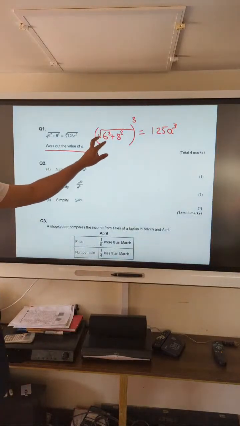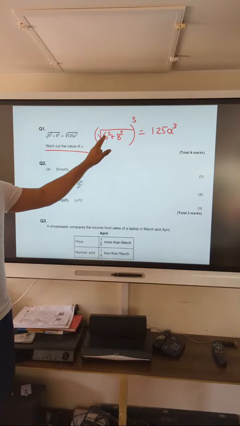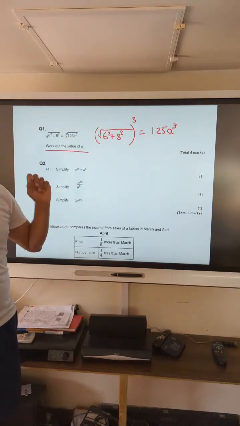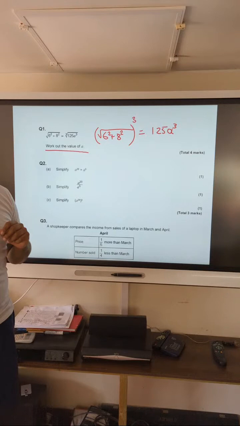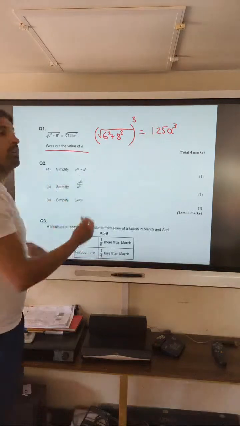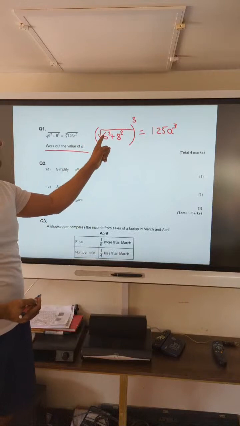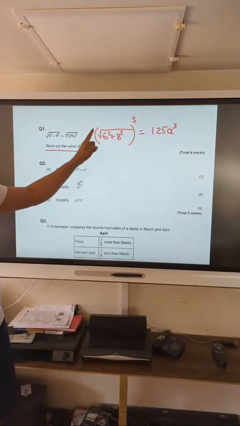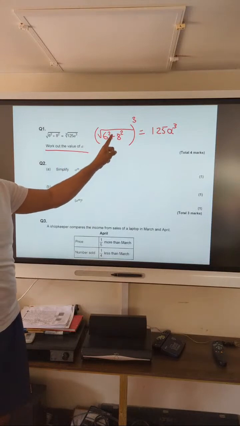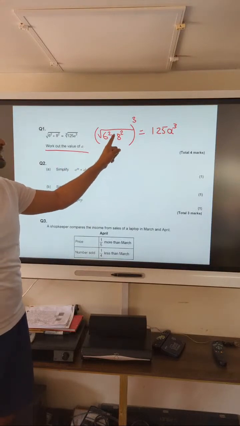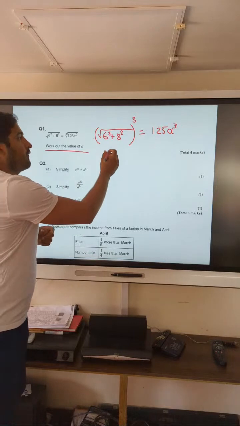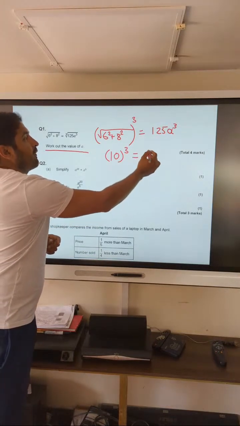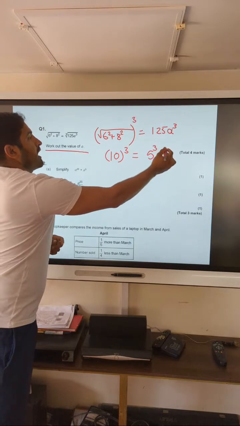Now I can work out 6 squared plus 8 squared, and then square root that, and I possibly get a number for that. 125 is also a cube number. Remember paper 3 is going to be a calculator paper. 36 and 64, that's 100. Square root of 100 is 10. So we have 10 cubed, which is equal to 5 cubed times a cubed.